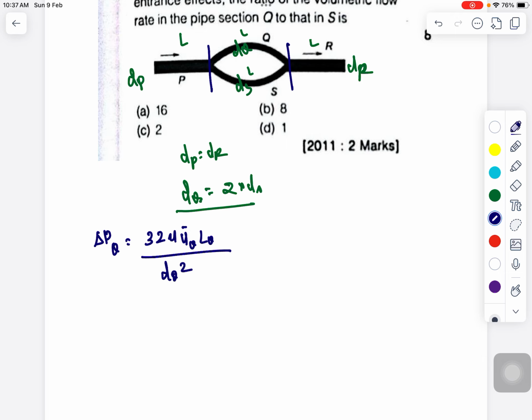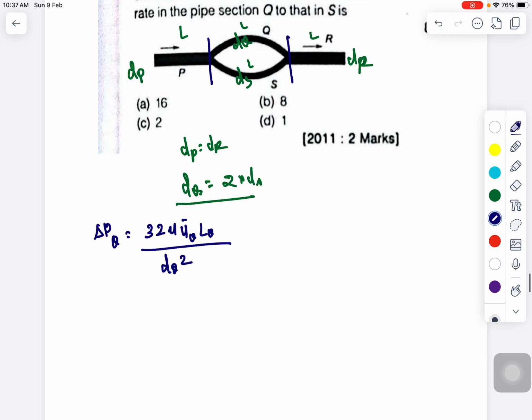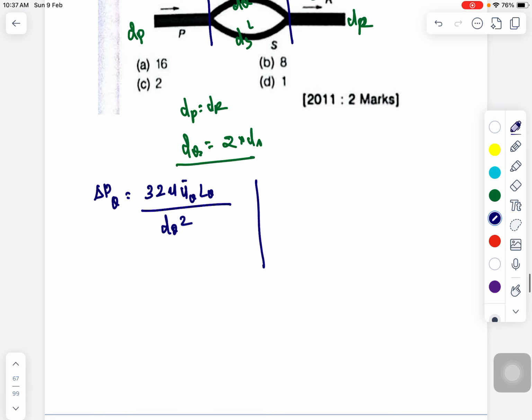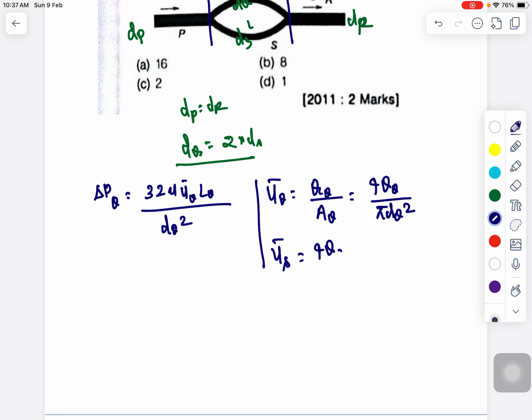Is that clear? Okay. And if the pressure drop is the same and the volumetric flow rate ratio you are supposed to calculate, right? Then the ratio of volumetric flow rate. Okay, so what is UQ bar? That is equal to QQ divided by area of Q. So I can write 4QQ divided by pi diameter whole square. Is that clear?